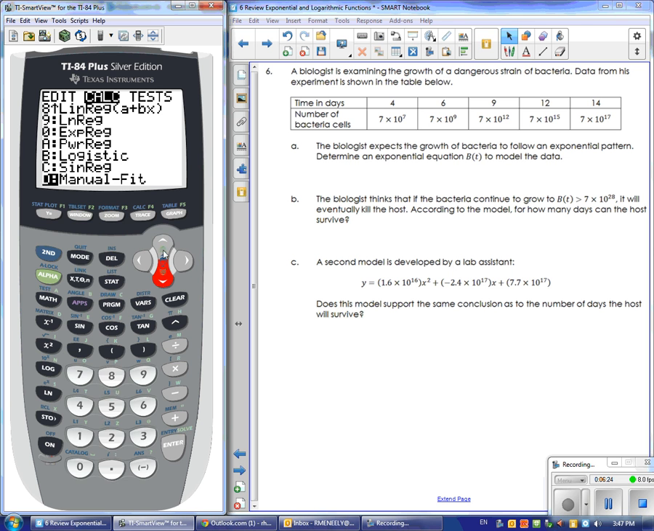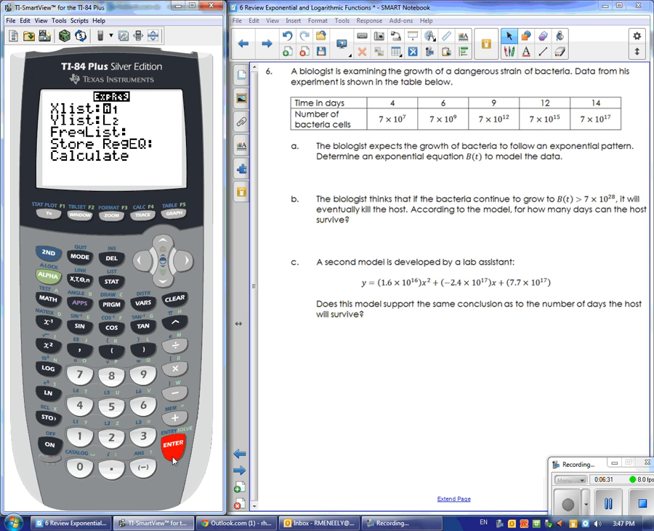Oops, I went too far. Okay. All right, you do want to make sure that your X's and Y's are coming from the appropriate lists, and you also want to make sure that you store your regression equation in Y equals. So I'm going to go to Vars, Y vars, and I'm going to use function Y1. And I'm going to press enter until it gives me my equation.